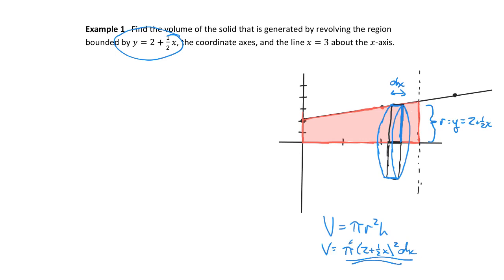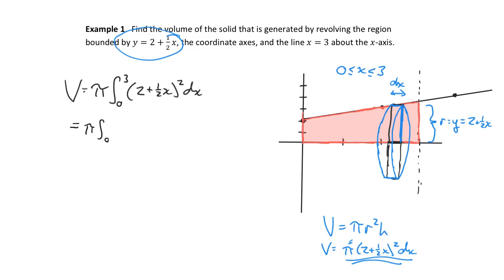Our boundaries, we start at x equals 0, and we stop at x equals 3. So we will integrate from 0 to 3. The volume will be pi times the integral from 0 to 3 of (2 plus 1/2 x) quantity squared dx. There are a couple of ways you can do this. You can do this by substitution, or you can expand it out. We'll just go ahead and expand it out.